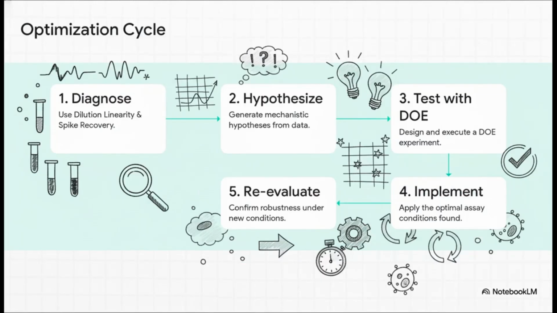So what does this new mindset actually look like in practice? Well, it builds into this really powerful iterative cycle. You start with those classic diagnostic tools, dilution, linearity, and spike recovery, to really understand the problem. Then, you use those results to make an educated guess, a hypothesis, about what's going on. Then you use DOE to systematically test it. You find and implement the best conditions, and, this part's crucial, you reevaluate to confirm you actually fixed it. It's this continuous loop of improvement that creates those bulletproof assays that produce reliable, publishable data.